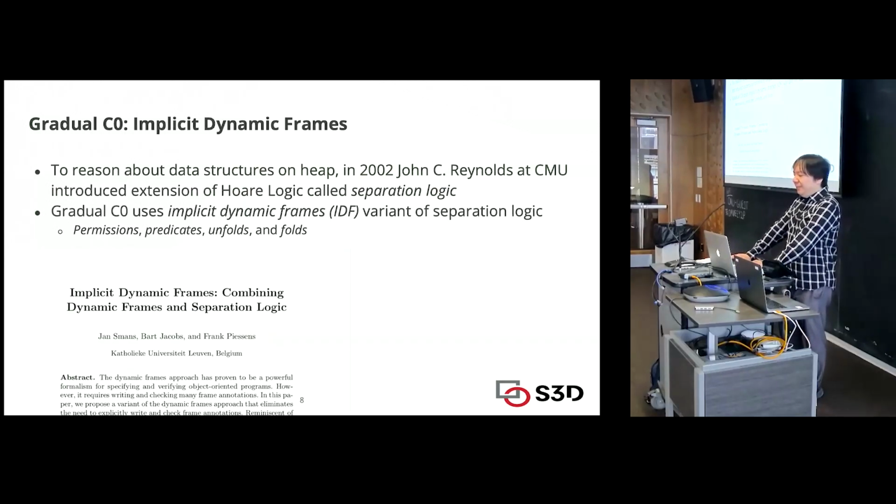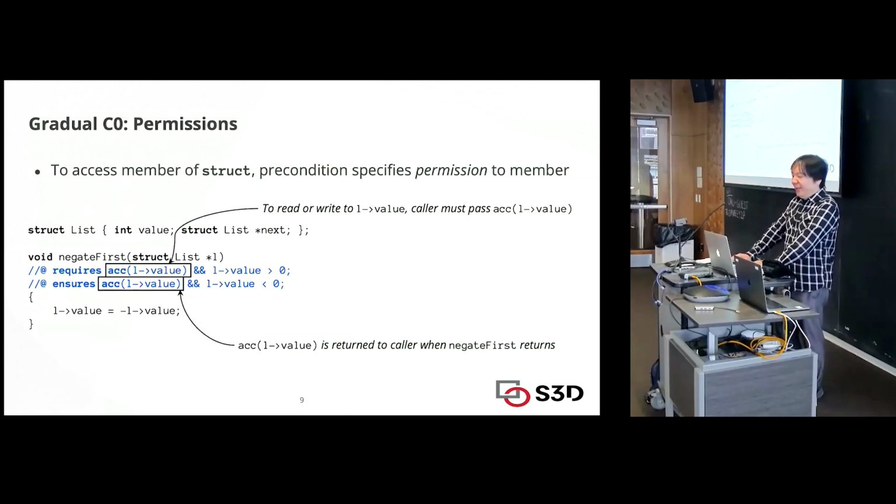The function in the previous slide only took integers as parameters, but what if we wanted to pass in a pointer which points to a data structure on the heap? To reason about data structures on a heap, in 2002, John C. Reynolds at CMU introduced an extension of Hoare logic called separation logic. And Gradual C0 uses a variant of separation logic called implicit dynamic frames. And I'll quickly explain how they work.